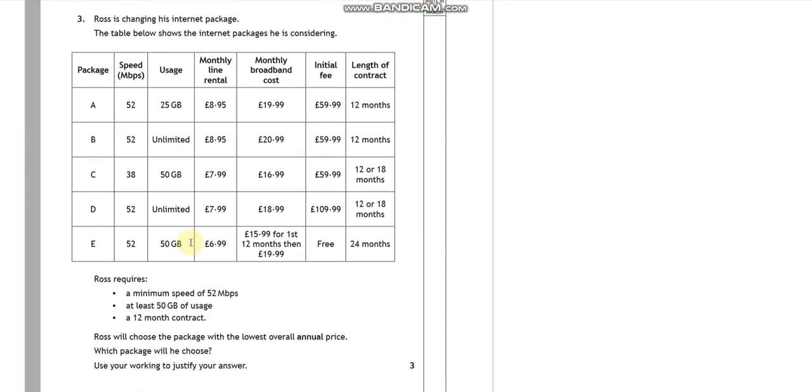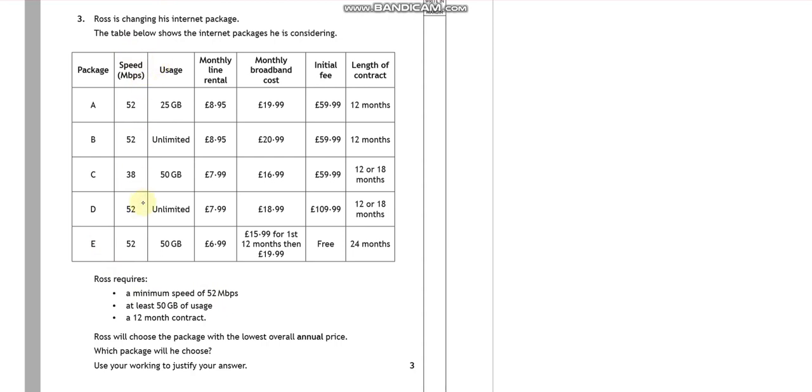Okay. Nice one. I should have time to try this, so have a wee read at that. Okay, so lots of words. Let's try and get some of the words. So we've got different packages for internet deal. Ross needs minimum 52. Minimum 52. Okay. So these are the speeds here.